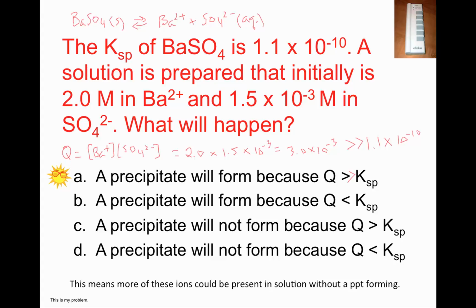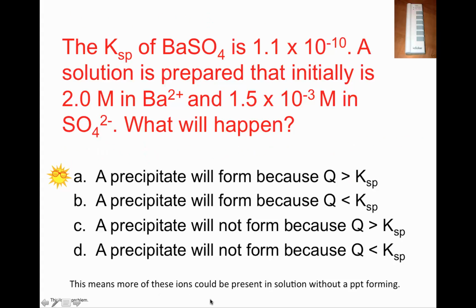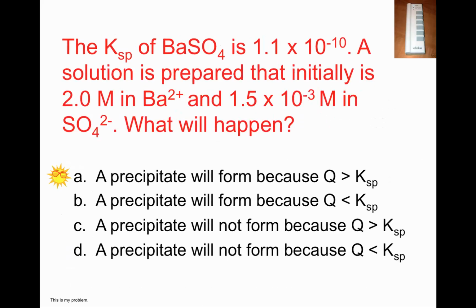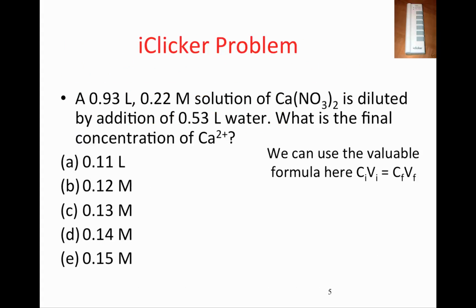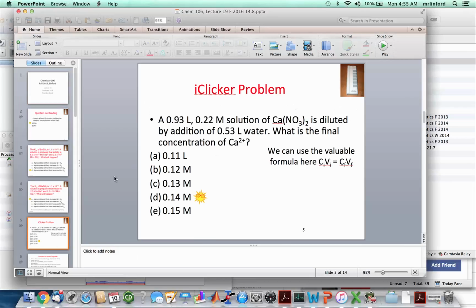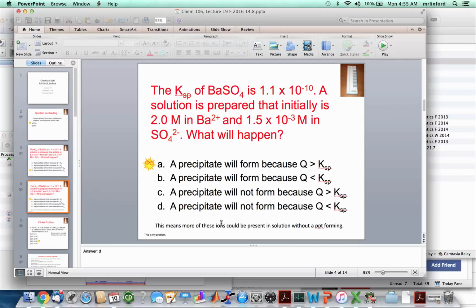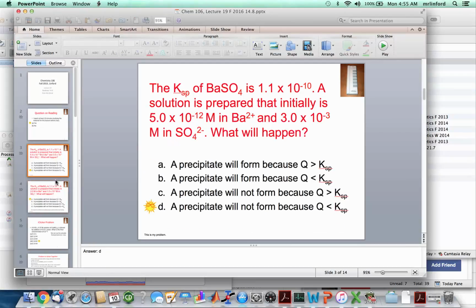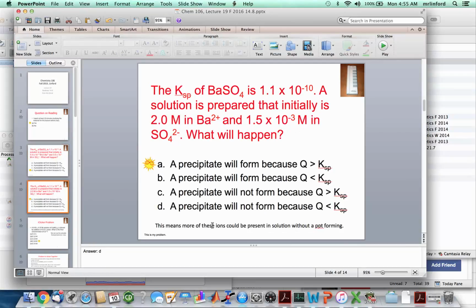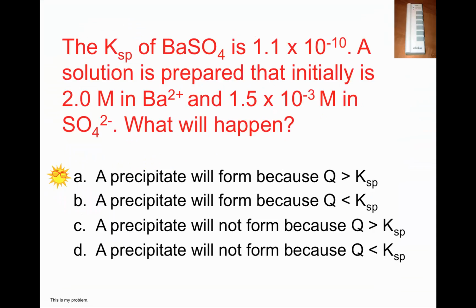So I don't think that should be here. I think I just copied and pasted this from the previous slide. So that last comment, let's see. I think what I did was I just changed the numbers, as I sometimes do on these problems, from year to year, and that shouldn't be here, because certainly more of these ions can't be present in the solution without a precipitate forming. So that comment is incorrect. So let's go on to the next problem.